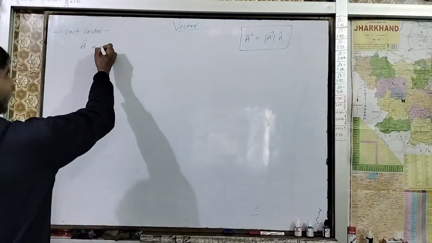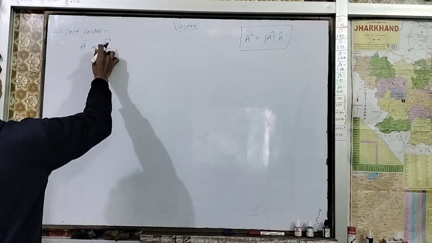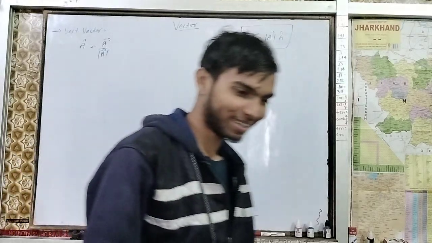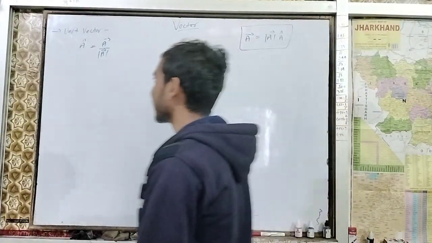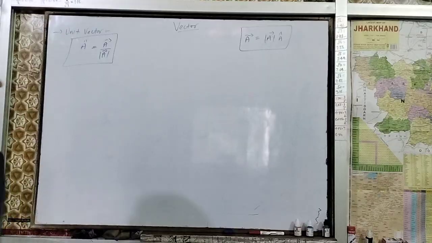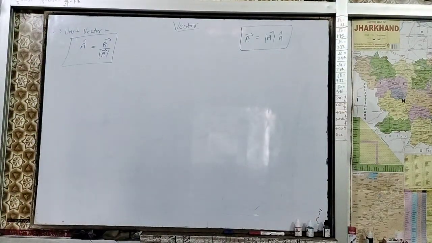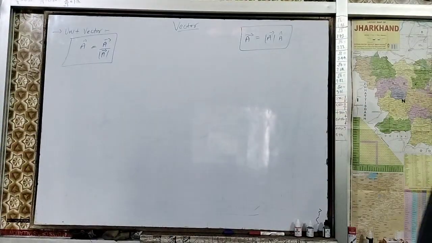So A cap will become the vector A upon the mod of vector A. This is a formula, and we will use it a lot of times. A cap is equal to the vector upon the magnitude of the vector.